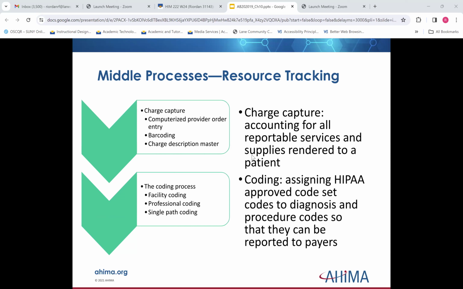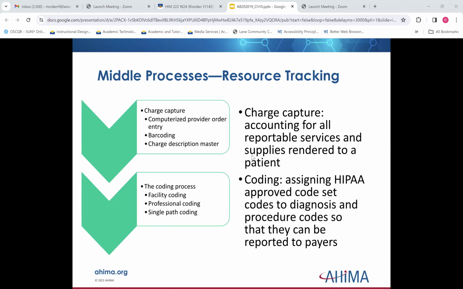So a term that you hear a lot is charge capture, and this is basically accounting for everything that is a billable service or supply that the patient gets in an encounter. Could be a hospital, could be a clinic, could be urgent care, but either way, if they're getting a supply or a service, those supplies or services cost money. So we want to make sure that we're charging everything and capturing everything that we're entitled to process.